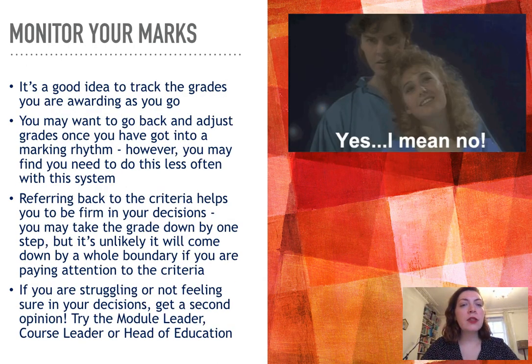So I guess one thing to do is to track the grades you're awarding as you go. You may find that once you've got into a rhythm, you want to go back and change a few, but actually I think you'll probably do this less than normal because, as I said earlier, the system generally helps markers to be firmer in their decisions because you really relate that work back to the criteria and decide whether it's a high, middle or lower example. But yeah, you might find that you want to change it as you go along. So it's a good idea to track the grades in the submission checklist that the exams team give you.